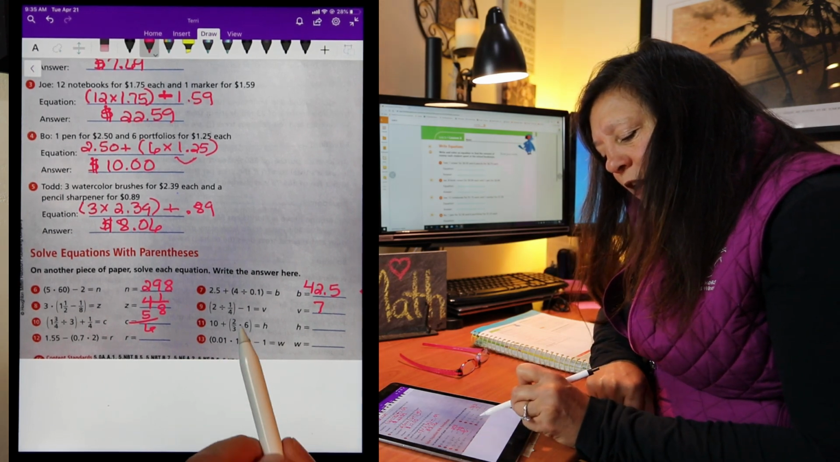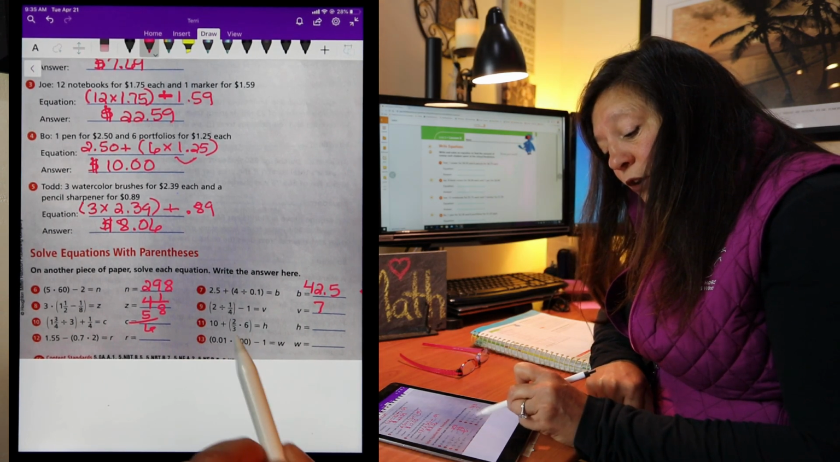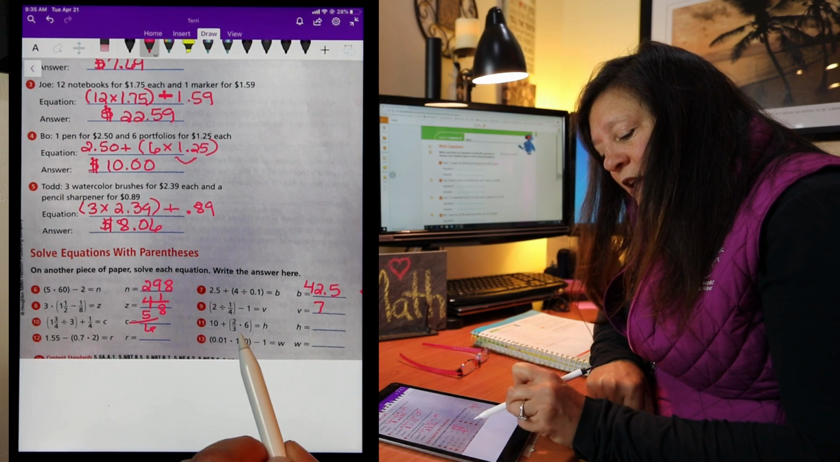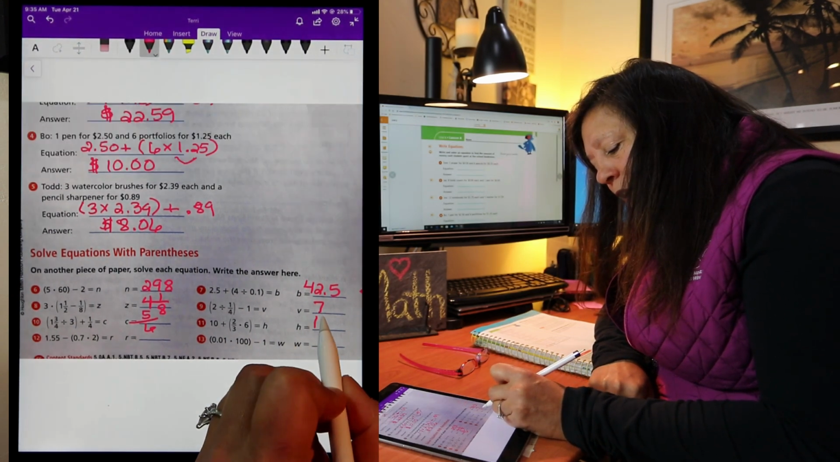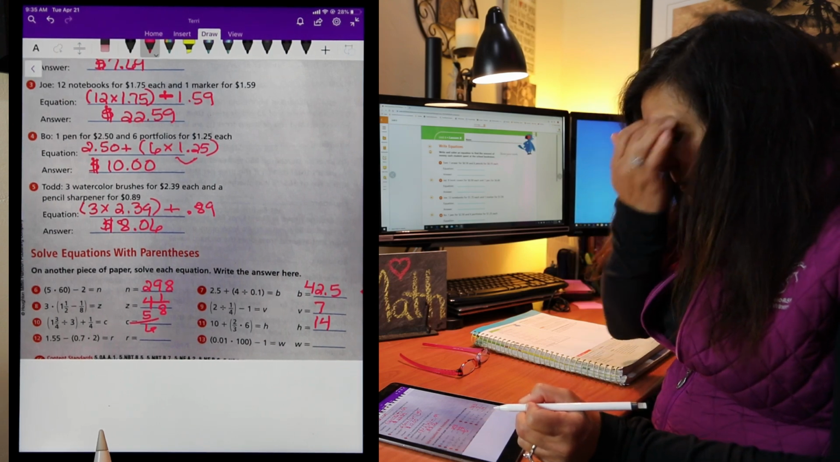Number 11, you're going to take 2/3 times 6 first, because that's in parentheses. And then get your answer and add 10. And your final answer should be 14.